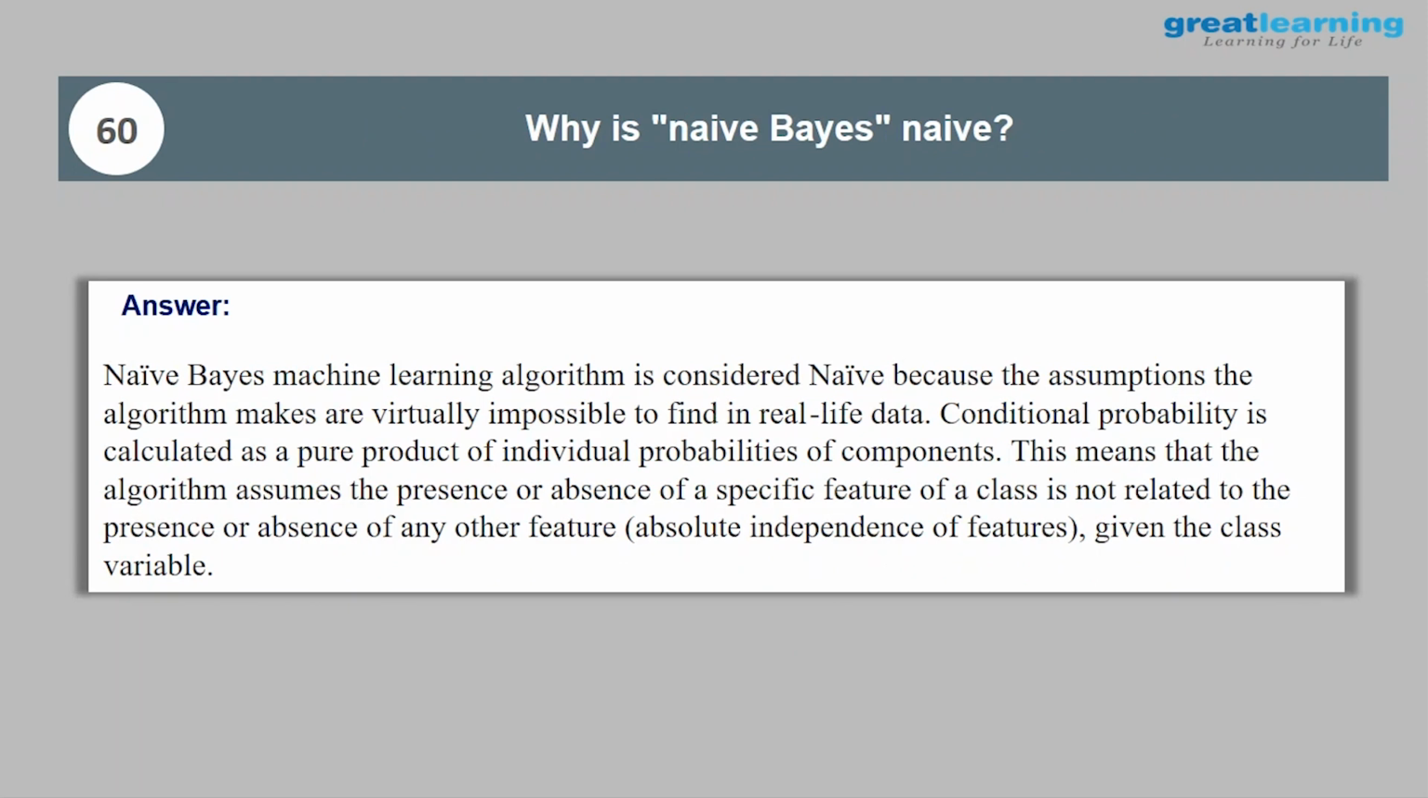Now let's have a look at why naive Bayes is called naive. Is it truly naive? The naive Bayes machine learning algorithm is considered naive because the assumptions the algorithm makes are virtually impossible to find in real-life data. Conditional probability is calculated as the pure product of individual probabilities of components. This means that the algorithm assumes the presence or absence of a specific feature of a class is not related to the presence or absence of any other features. Absolute independence of features given the class variable. So this is why we call naive Bayes really naive.